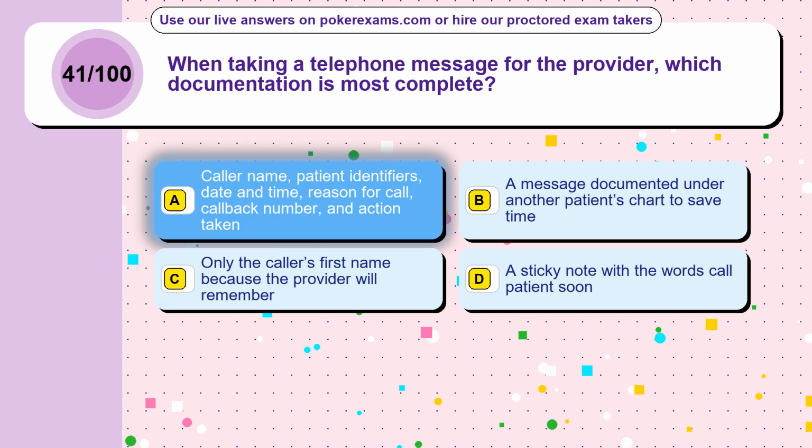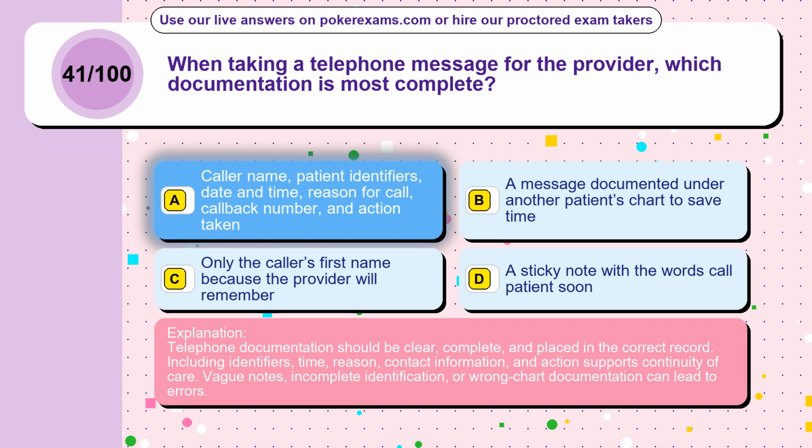The correct answer is option A, caller name, patient identifiers, date and time, reason for call, callback number, and action taken. Telephone documentation should be clear, complete, and placed in the correct record. Including identifiers, time, reason, contact information, and action supports continuity of care. Vague notes, incomplete identification, or wrong chart documentation can lead to errors.